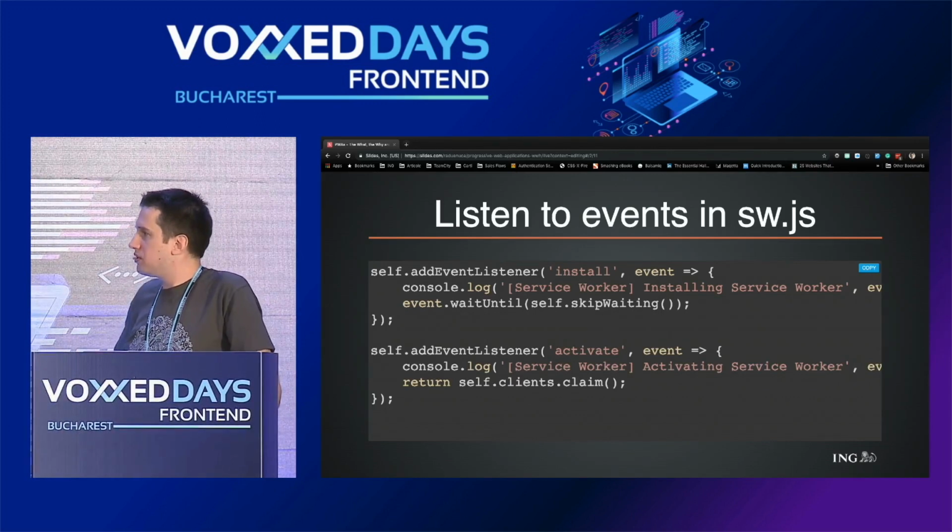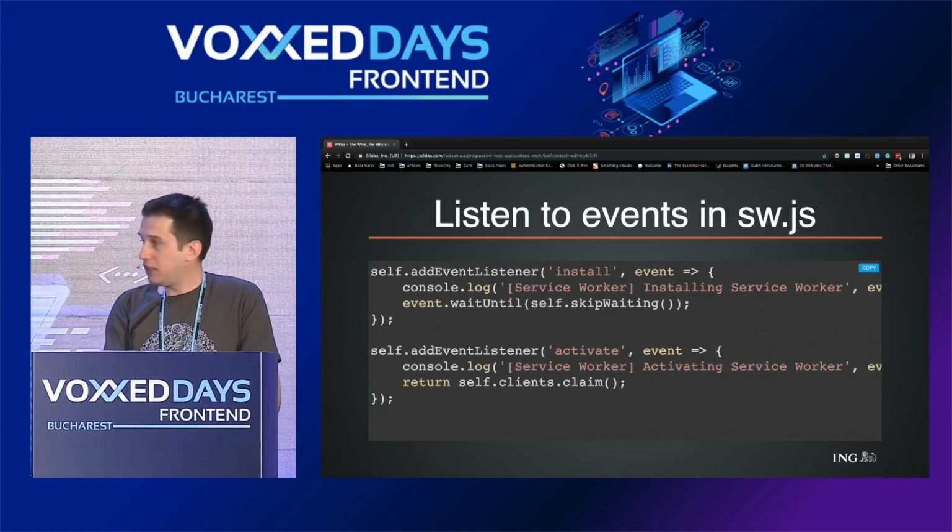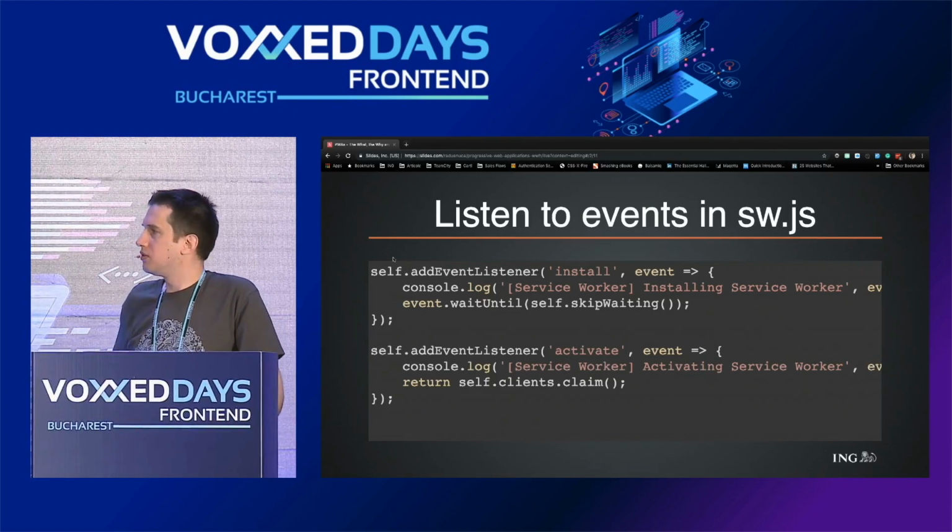this is how you listen to events. And there are 4 things here that I have to explain. First is this self object. This refers to the service worker instance.